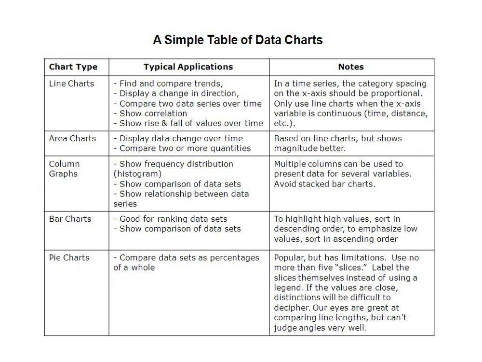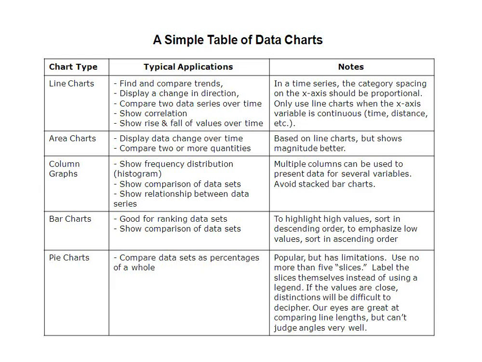So line charts, they find and compare trends very well, and they're particularly good at showing change in direction, like a data series over time. You can compare more than one data series over time with different line charts, and they're very simple and easy to see, show correlation. They're just great at showing how values of a data set will change over time. In fact, you should only use line charts when the x-axis, and we'll talk about that, is continuous. Like if you're measuring events over time or distance, changes in temperature and things like that.